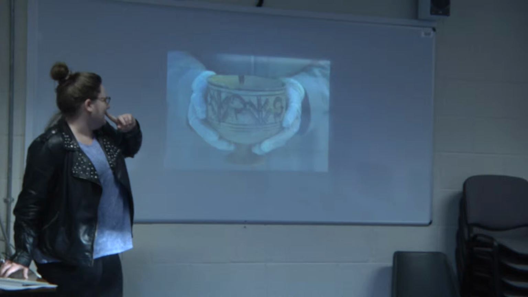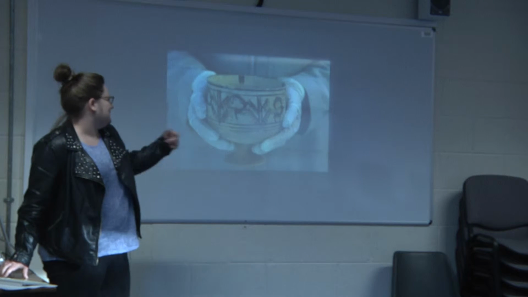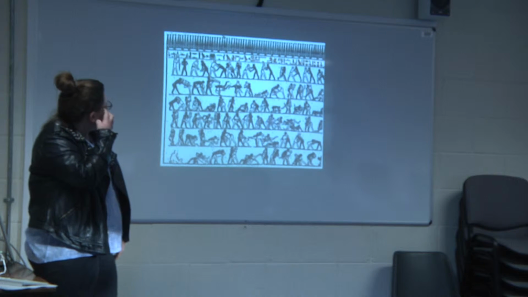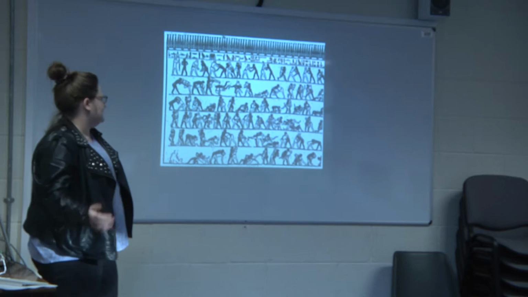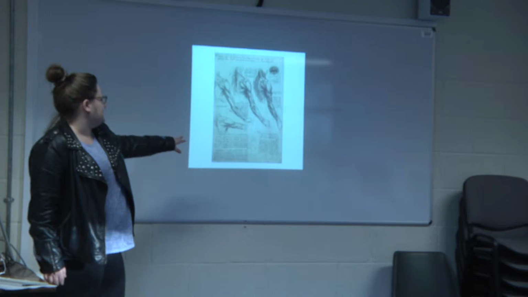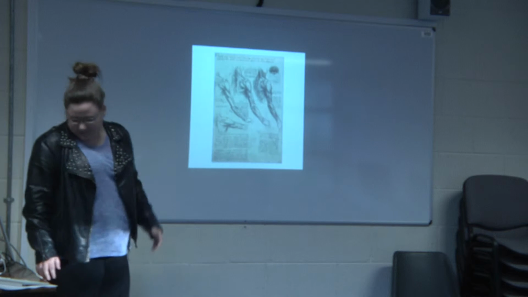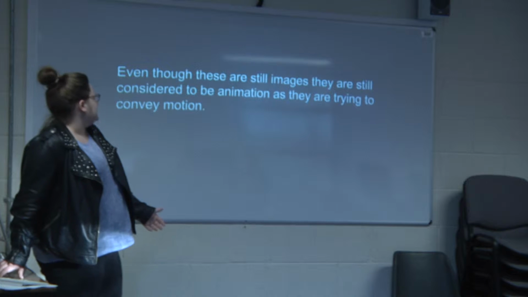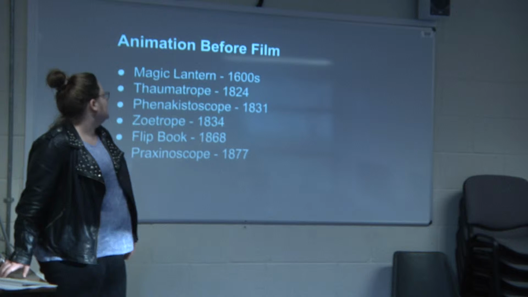Thank you. Different images of a goat trying to eat some leaves off a tree. You spin it around and it moves. This is an Egyptian mural of a wrestling match, and as you go across it, there's step-by-step movement of what's happening. And then these are just pictures of an arm moving. I believe he has a face version of this as well. Even though they're still images, they're still considered to be animation because they're trying to portray movement.